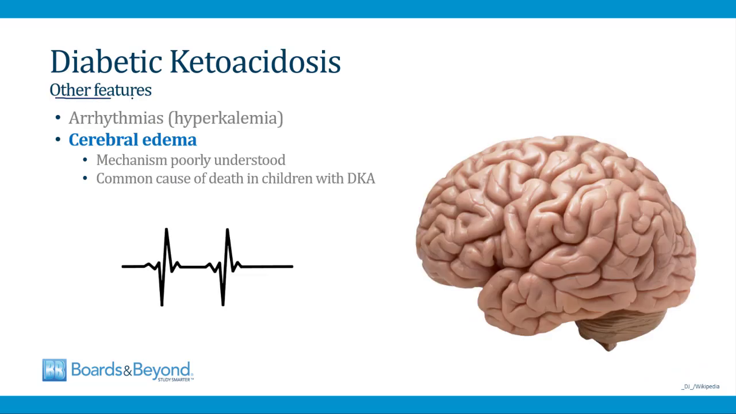Some other features of DKA to be aware of: patients can develop arrhythmias, and that's because of the hyperkalemia. And then cerebral edema does sometimes happen in severe DKA. The mechanism is poorly understood, but this is unfortunately a common cause of death in children who develop DKA. They develop brain swelling and permanent neurologic damage.